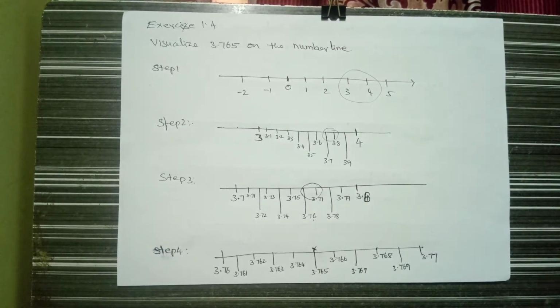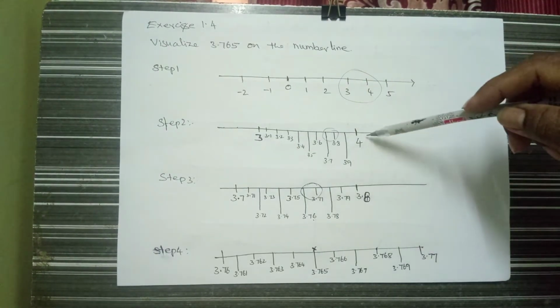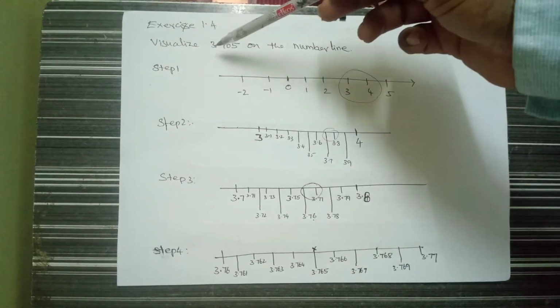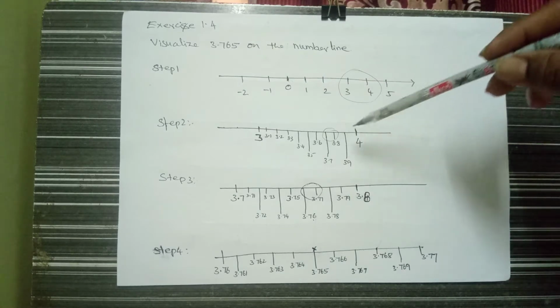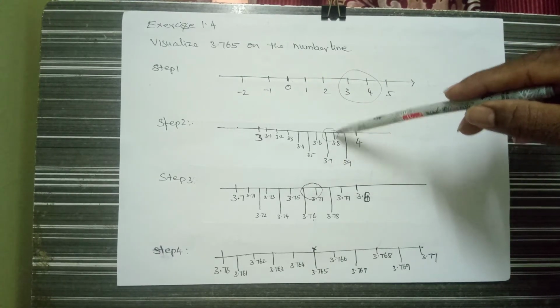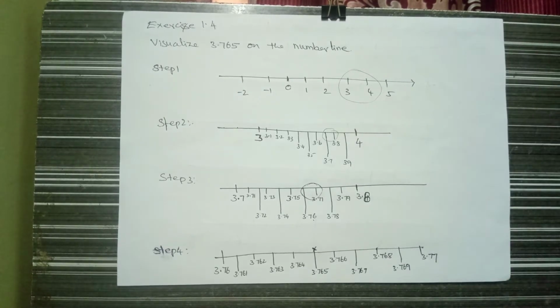Now in step 2, 10 divisions made in between 3 and 4. So where can 3.765 be located? So 3.7 to 3.8. At this place, our answer is going to be focused.